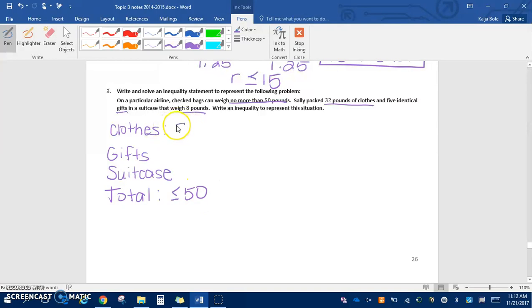We know the clothes weigh 32 pounds. We know that the suitcase already weighs 8 pounds by itself. It's a heavy suitcase. And we know that she packed 5 gifts. We don't know how much they weigh though, so I'm going to call this 5x. So now, to find out how much each gift can weigh, we would add all these up. So we'd have 32 plus 5x plus 8 less than or equal to 50.